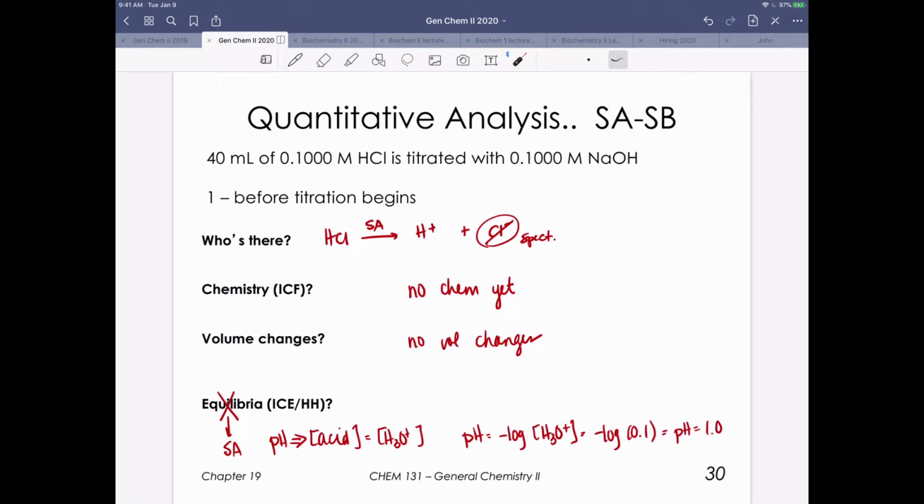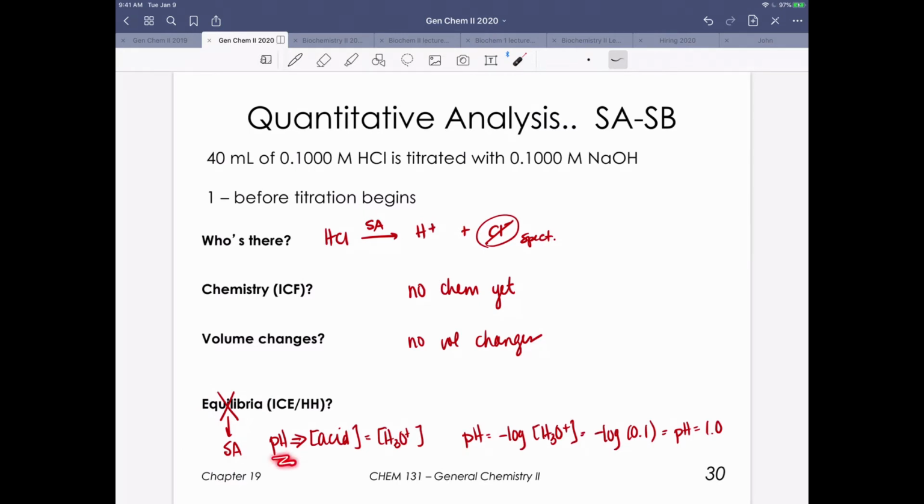So let's imagine, again, the first part here. Hopefully this is a review for you guys. If we've got 40 milliliters of a 0.1 molar HCl solution, before we've done anything with any titration, if we just think about what's there, we've got HCl in solution. Being a strong acid, it completely dissociates. Chloride's a spectator, not anything to worry about. We haven't added anything else, so there's no chemistry to consider. Because we haven't added anything else, there's no volume changes to consider. So with strong acid, there's not going to be any equilibria that we need to consider.